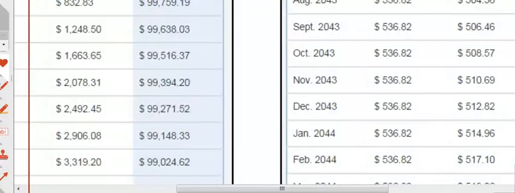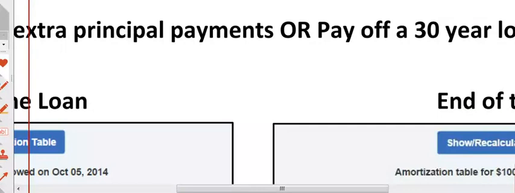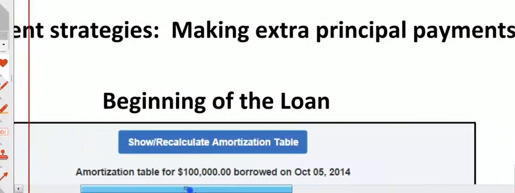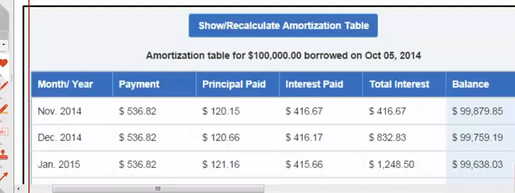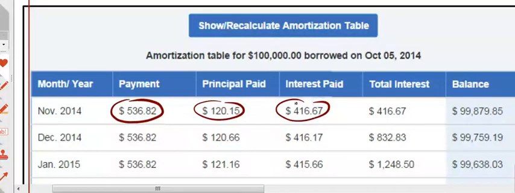So let's take a quick look at this. I know I've zoomed it in quite a bit, but I want you to see something. I want to illustrate the strategy of making extra principal payments. So look at this amortization table. Your first payment is $536.82. The amount of that applied to principal is $120.15. The amount that goes towards interest is $416.67. Notice how the majority of that $536 is payment on interest.